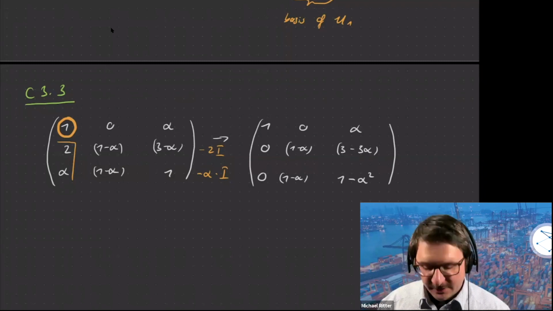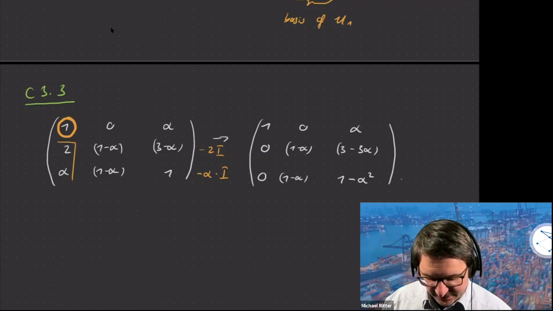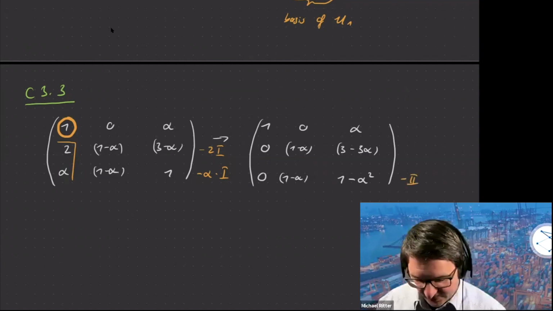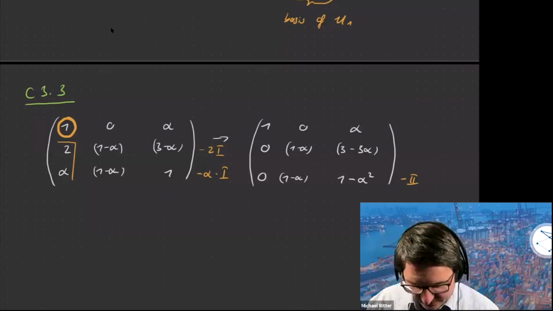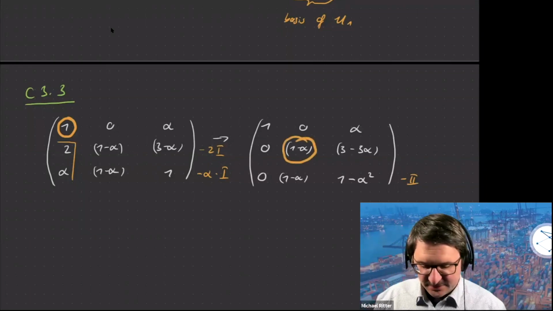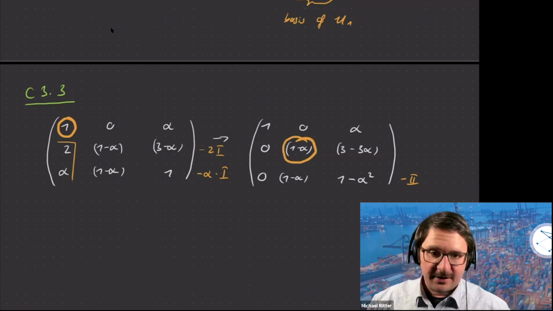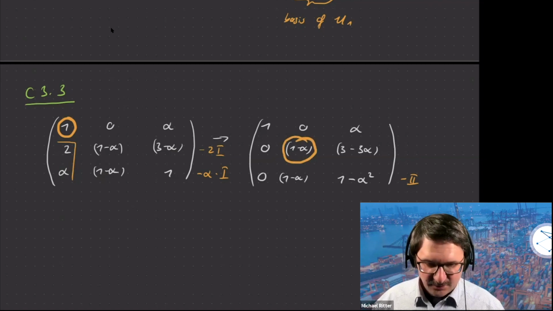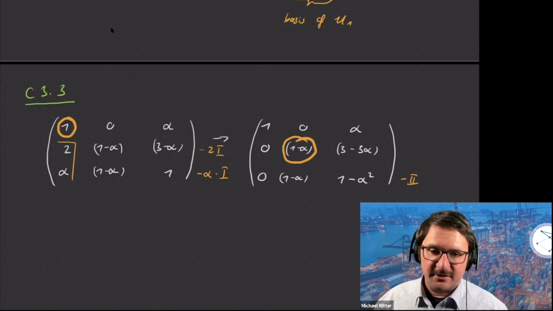Okay. The next step we're going to do is subtract the second row from the third one. We're going to use this here as our pivot element. Again, notice we don't have to make a case distinction. We're not multiplying or dividing by alpha. If that expression happens to be 0, then we're all good, right? Then we have zeros anyway.